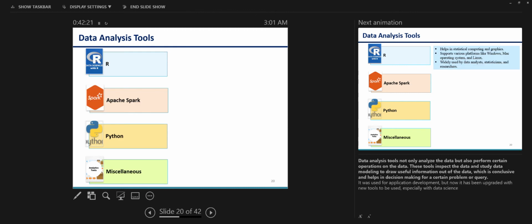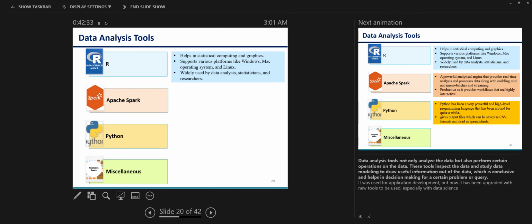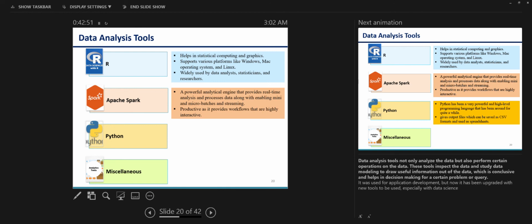For analysis, we mostly use R programming, data science with R. The R language is used for statistical computing and graphics, and for visual representations. It supports various platforms like Windows, Mac operating system, and Linux. It is widely used by data analysts and statisticians, and researchers mostly use R programming. Apache Spark is a powerful analytic engine that provides real-time analysis and processes data.